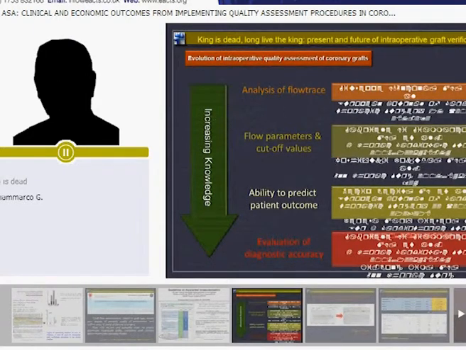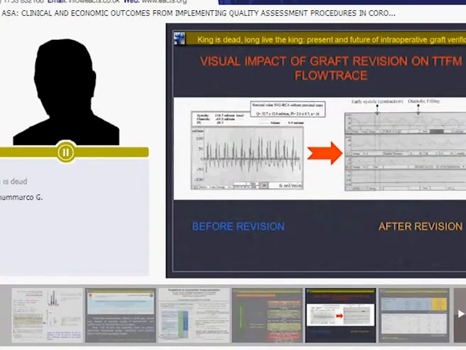This is a historical example from D'Ancona's experience, from the group of Jacob Berglas. If at the end of the anastomosis you record this kind of flow trace, it's likely that the anastomosis is occluded. So it is mandatory that you redo the graft. And if you redo the graft, you will probably have this kind of flow trace that is a good functioning anastomosis.